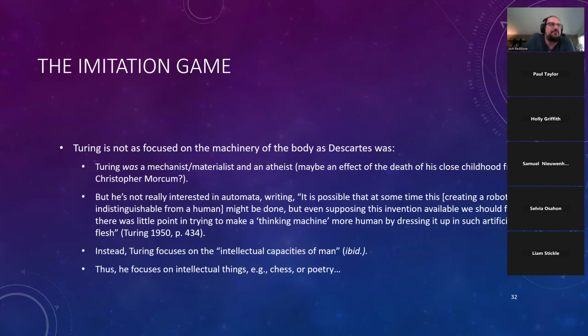But Turing is not quite interested in an embodied thinking machine, right? He writes that it is possible that at some time creating a robot that's indistinguishable from a human might be done, but even supposing this invention available, we should find there is little point in trying to make a thinking machine more human by dressing it up in such artificial flesh. Rather, it's the intellectual capacities that we ought to imitate.